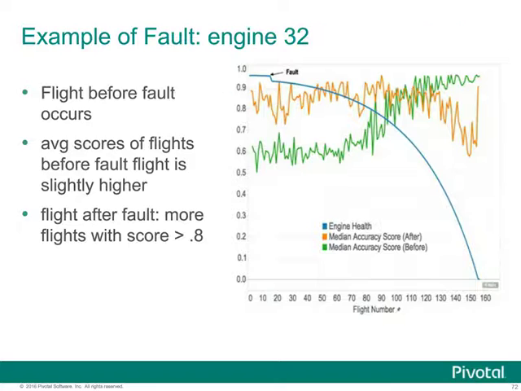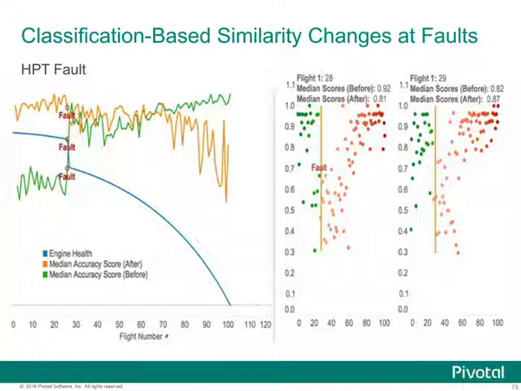So if we look at another fault, an HPT fault in particular, we can see here indicated on the left, again, the health score in blue, there's a big drop. And we're also seeing in green the median accuracy shift for all flights that came before. So we can see that at the time of the fault, there was a sudden change in terms of what we're seeing for median accuracy.